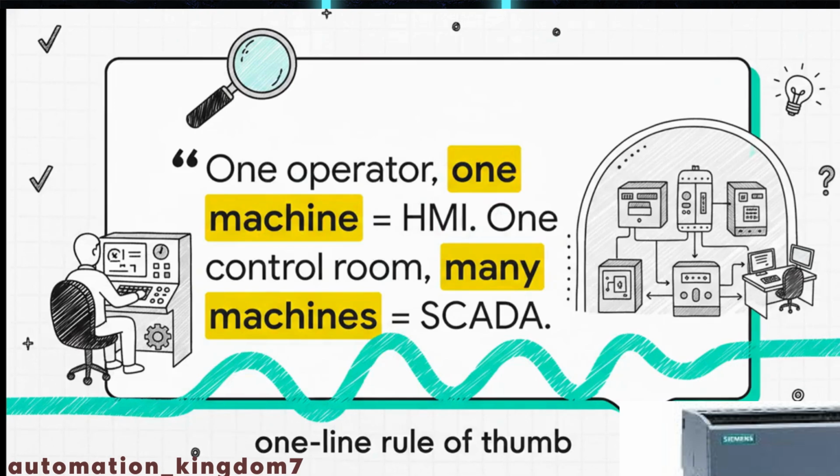And honestly, there's a simple rule of thumb that just cuts through all the noise. Just remember this one line. If one operator controls one machine, it's an HMI. If one control room supervises many machines, it's SCADA. That's it. That's the golden rule. Keep that in your back pocket as we dive deeper.